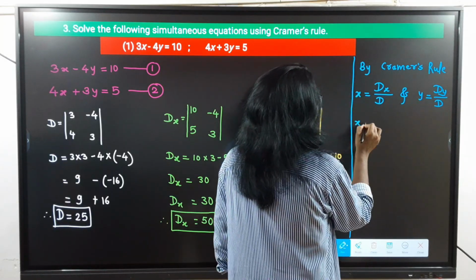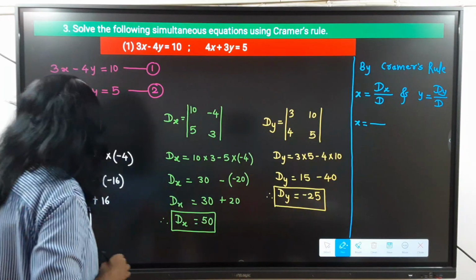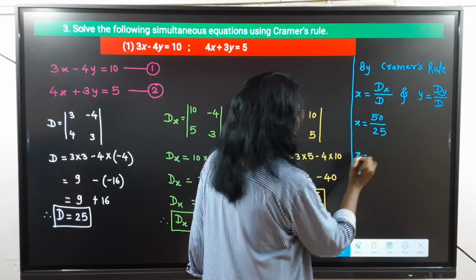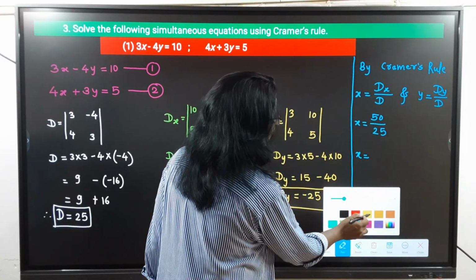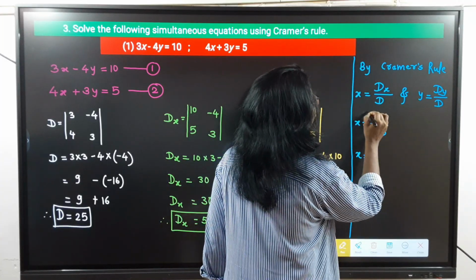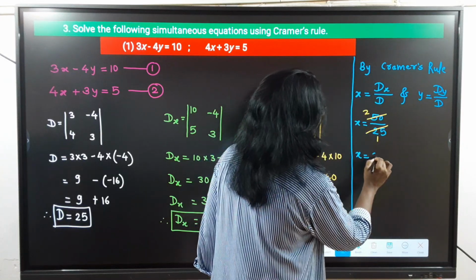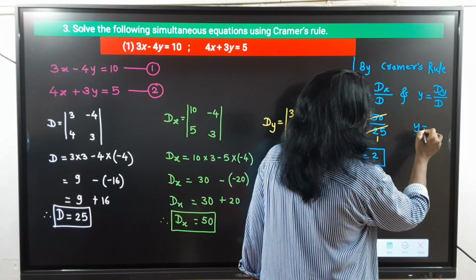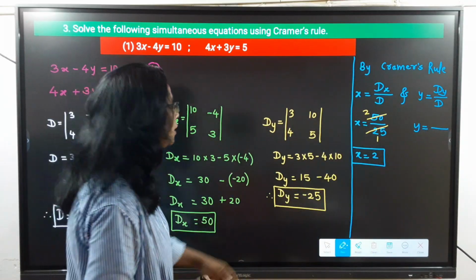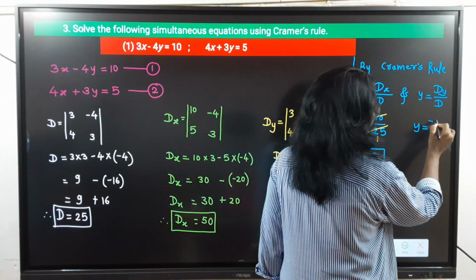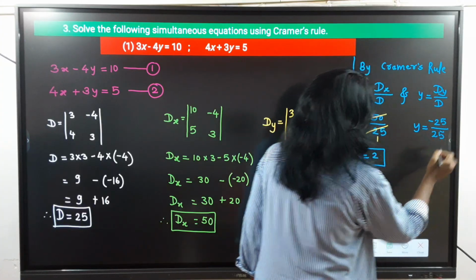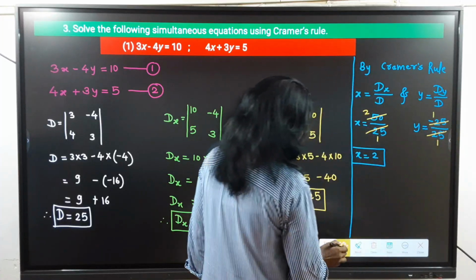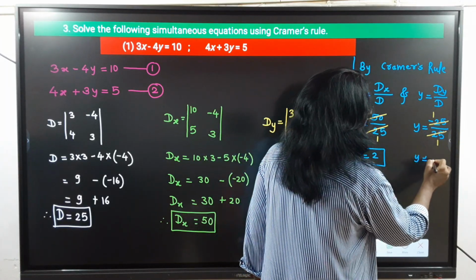So here, substitution: x is equal to 50 upon 25. Therefore, students, on cancellation, 25 ones are 25, 25 twos are 50. So x is equal to 2. Then next, y is equal to D of y upon D. That is, substituting, minus 25 upon 25. Now, students, on cancellation, 25 ones are 25, 25 ones are 25. Therefore y is equal to minus 1.